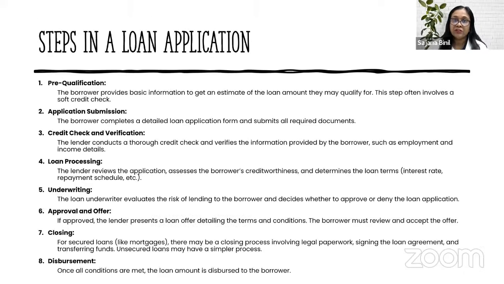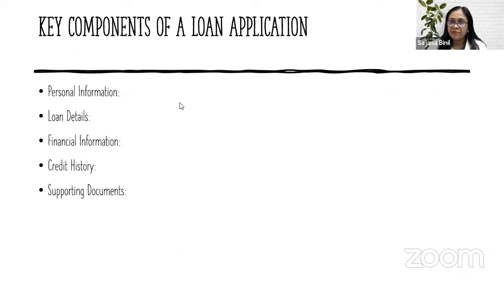And key components of the loan application, which many of you have already listed. Okay, government ID documents, good, Brajendra. And we have Balaji talking about the documentation. So some of the key components that you'll find frequently in loan applications are your personal information, the loan details, financial information, credit history, and some supporting documents. Supporting documents will vary based on the type of loan the applicant has applied for.